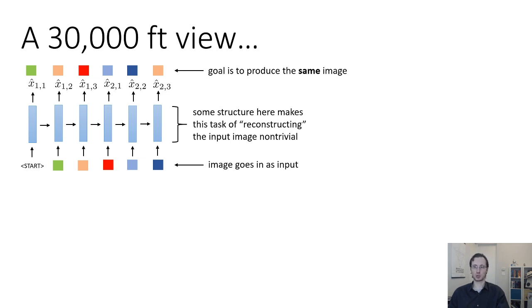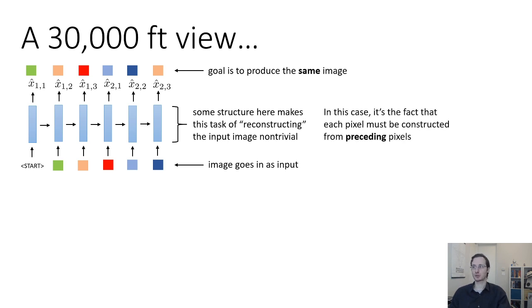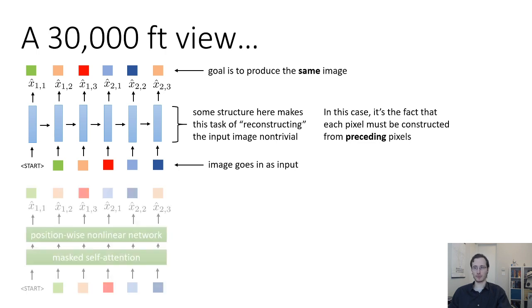So the particular structure that you have in a pixel RNN, for instance, is that the pixel RNN doesn't get to look at pixels that it hasn't generated yet. So it has to generate a pixel before it actually sees what that pixel is. So for example, pixel 1, 2 has to be generated at time step 2, and then it serves as input only at time step 3. So in this case, the structure is the fact that each pixel has to be constructed from preceding pixels. If this structure wasn't there, the task of mapping an image to itself would be trivial.